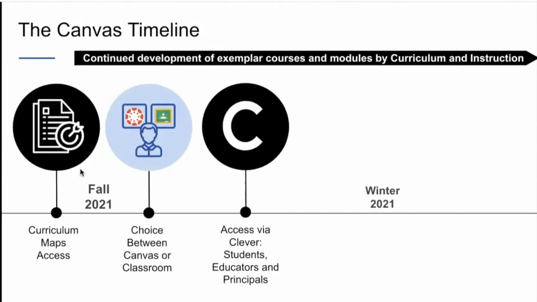Starting this fall, teachers will access the curriculum maps via the help menu in Canvas instead of on the staff portal. So that's one thing to keep in mind. Instead of going to the staff portal, you can access the curriculum maps in Canvas. You can access Canvas via Clever, and later on, you will be able to do so in the staff portal.